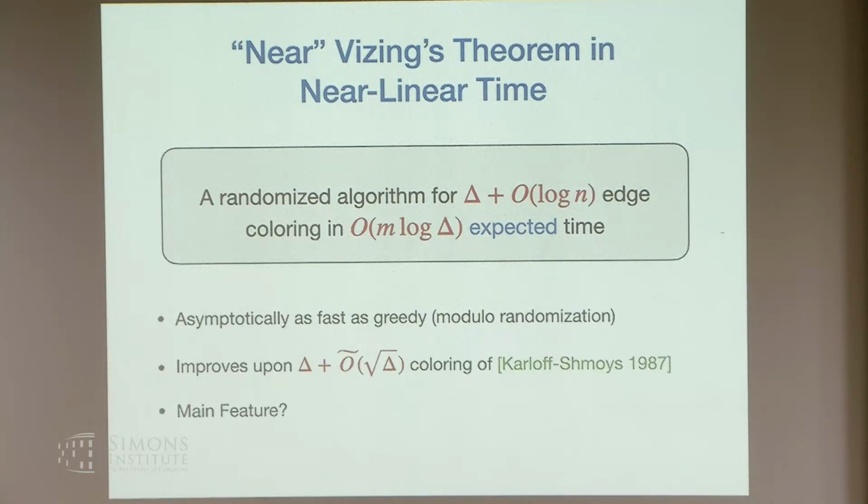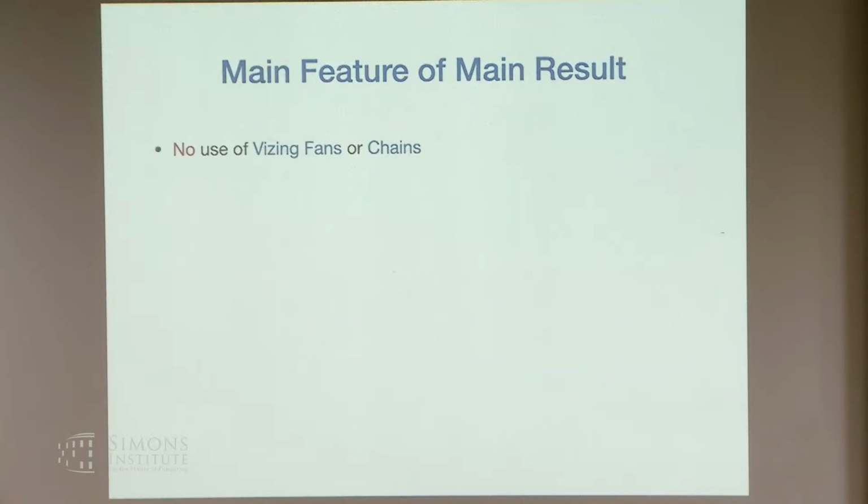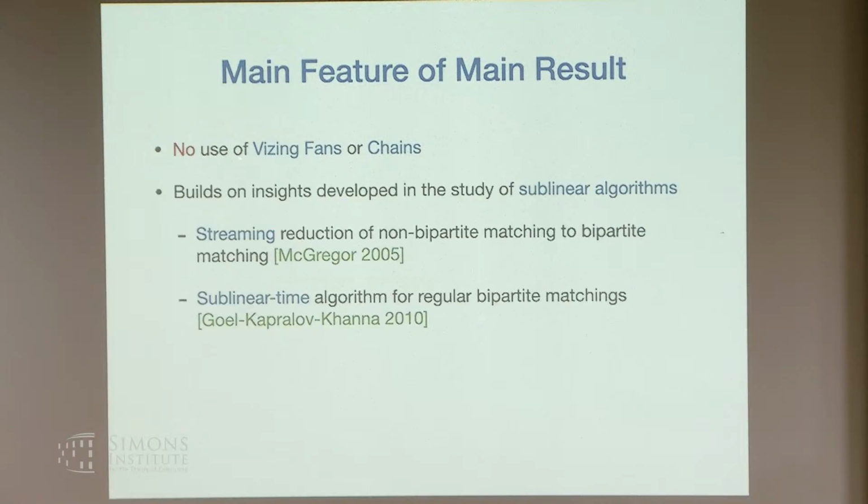But there are a bunch of main features of this algorithm I want to point out. One is that the approach has almost nothing to do with these Vizing fans and chains and the techniques used for proving Vizing's theorem. It does something somewhat entirely different. And that's the part that's related to sublinear algorithms. It really builds on the insights that have been developed in the last 2 decades for designing sublinear algorithms.